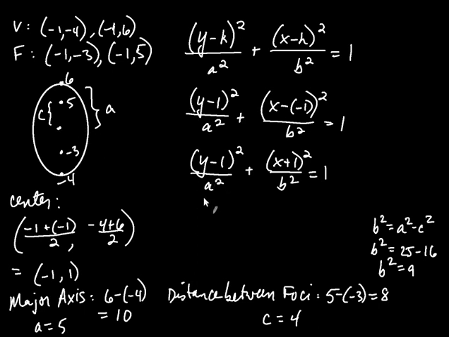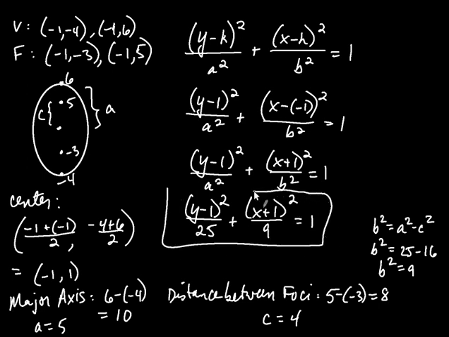But anyway, our equation is going to be this: y minus 1 quantity squared over a squared, which is 25, plus x plus 1 quantity squared over b squared, which is 9, is equal to 1. So this is the equation of the ellipse with the given information. Now, of course, you can shift parabolas and hyperbolas as well. Let's see examples of those now.